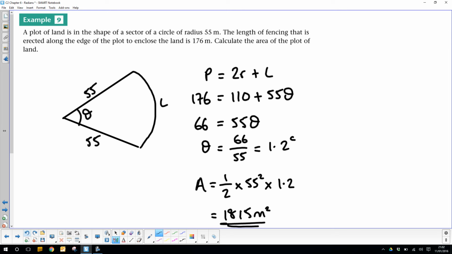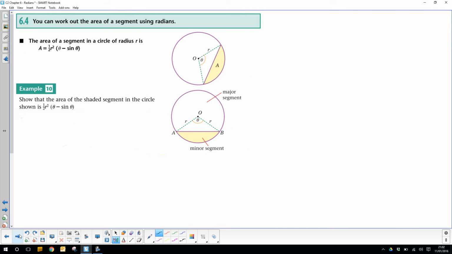In the next video, I'm going to do it in another video, we will move on to the segment area. In fact, let's do it in this one. Let's just carry on. So you can work out the area of a segment using radians, and a segment is like this section here, this section A, and this would be the minor segment, and the major segment is the other side of the chord. Okay, so a chord across the circle makes 2 segments rather than what we've been working with, which of course are sectors, not to be confused.